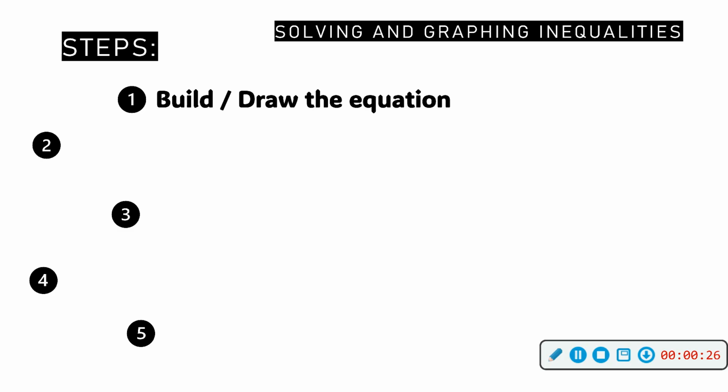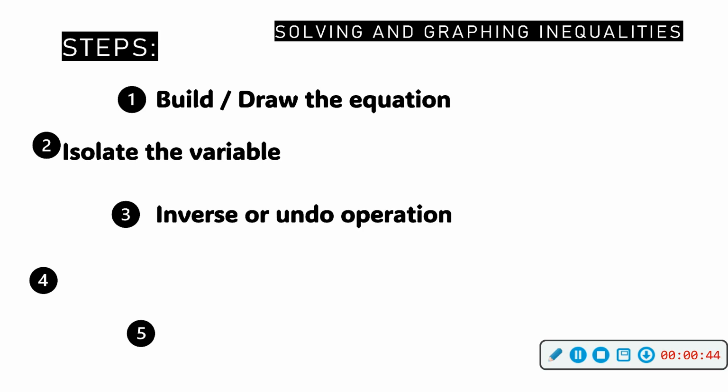So, of course, my first step is to build my equation. Most of the time, the equation or the inequality will already be there for you, so all you have to do is solve it. Step 2, isolate the variable. So whatever my variable is, whether it's x, m, y, z, k, we want the variable by itself. Inverse, or do the undo operation.